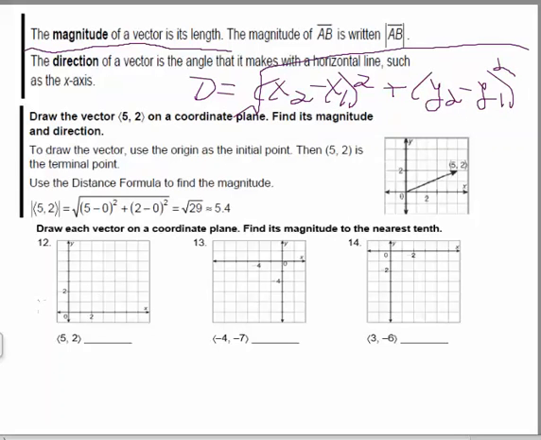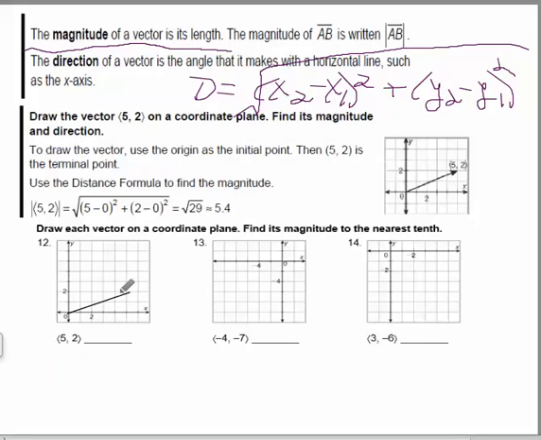For example, number 12 says to draw the vector, and the vector component form is <5, 2>. Now I'm going to start at the origin, and I'm going to make my horizontal distance be 5. 1, 2, 3, 4, 5. And the vertical is up 2. So I need to end at the point 5, 2.